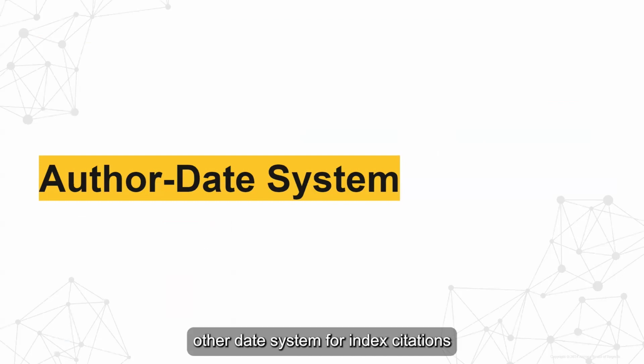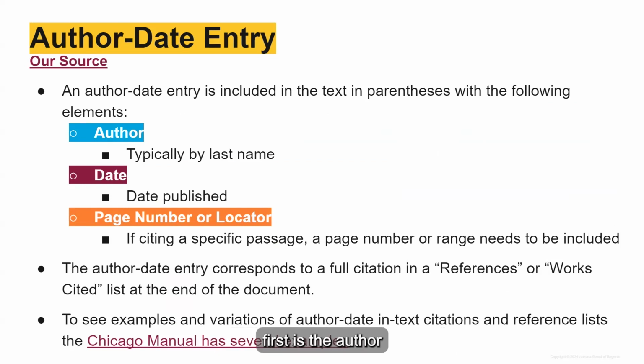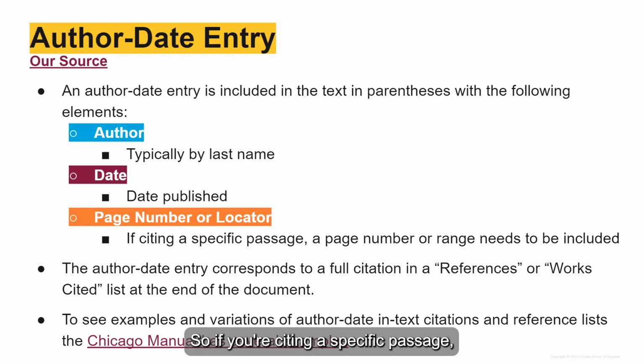Now we'll move to the author date system for in-text citations. For an author date entry, you need to think about parenthetical citations with the following elements included. First is the author, and you will typically list them by their last name. The second is the date published. This might be a year. It also could include a month. And then finally, the page number or locator. So if you're citing a specific passage, a page number or range may need to be included.